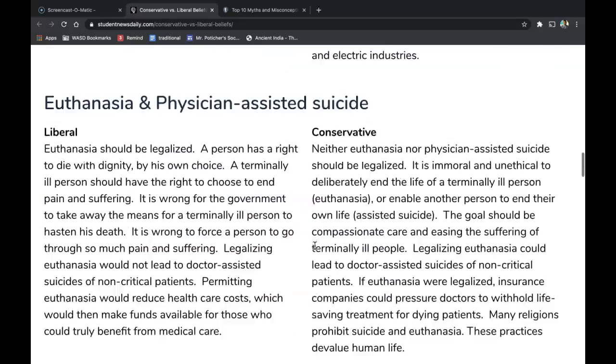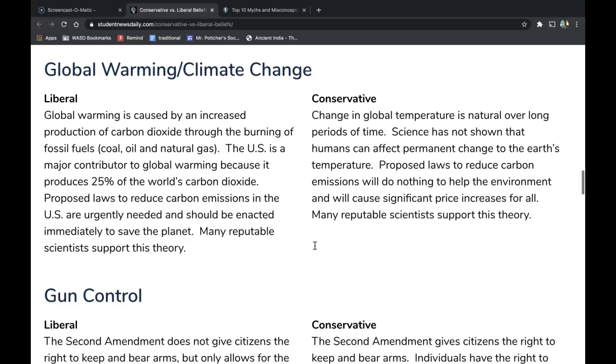The next section that we are responsible for here in our chart is on the issue of global warming and climate change. Liberals would say that global warming is caused by an increased production of carbon dioxide through the burning of fossil fuels like coal, oil, and natural gas. The U.S. is a major contributor to global warming because it produces 25% of the world's carbon dioxide. Proposed laws to reduce carbon emissions in the U.S. are urgently needed and should be enacted immediately to save the planet. Many reputable scientists support this theory.